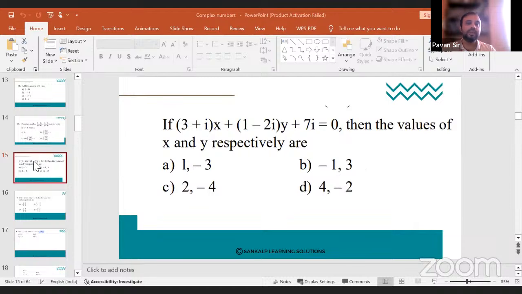If (3 plus i)x plus (1 minus 2i)y plus 7i equals 0, then the values of x and y respectively are what? Values of x and y are what here? Again, 1 minute time. Try to solve this fast and get the answer.